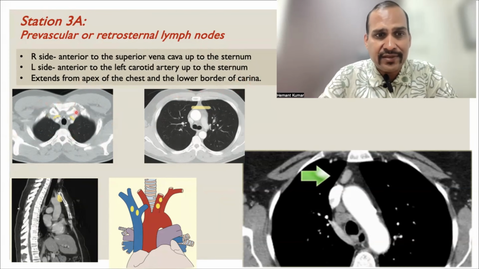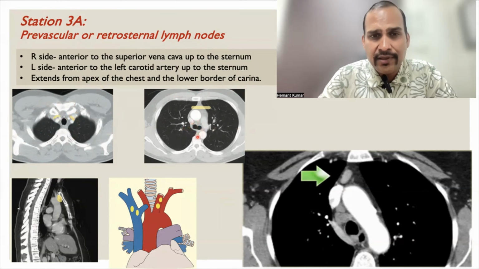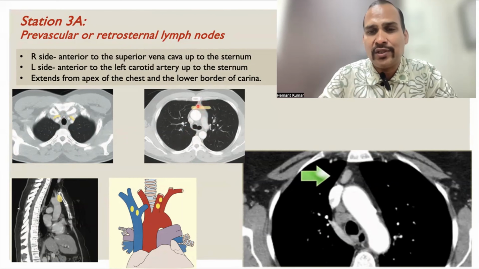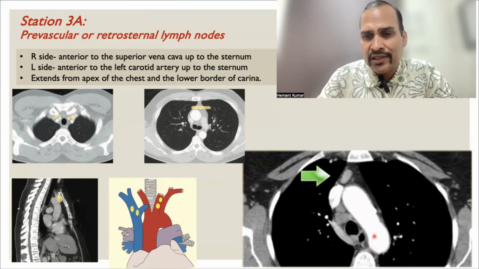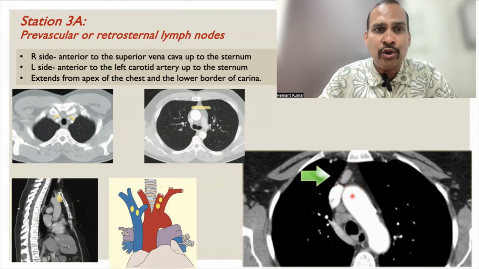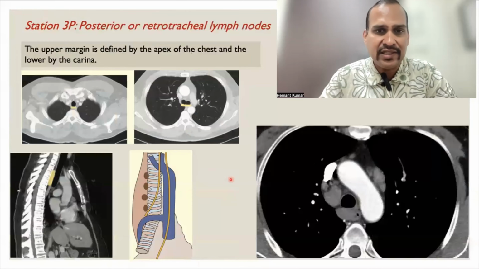So this is the apex and this is the carina, where the trachea is bifurcating. Okay, so it starts from here in front of the trachea. So this is from the apex to the bifurcation. This is the anterior part of the trachea. This is prevascular, 3A. In this diagram, you can see this is the arch of aorta, this is trachea. So in front of the vessel, this one, not this one, this one, this is 3A or prevascular or also called retrosternal, just behind the sternum.